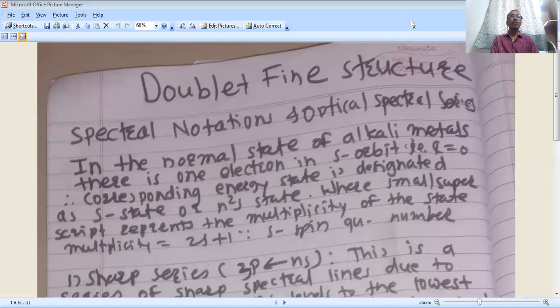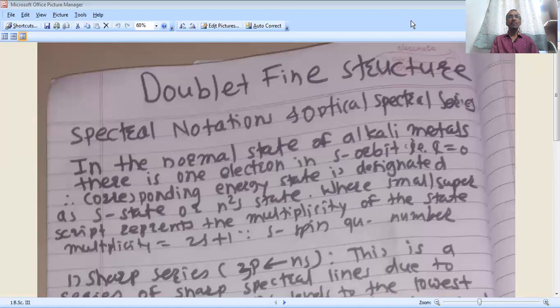Depending on the value of orbital quantum number L, the name of the subshell changes. For L equal to 0, the name of the subshell is S. For L equal to 1, it is P. For L equal to 2, it is D. For L equal to 3, it is F. Like that, the name of the subshell depends upon the orbital quantum number L.